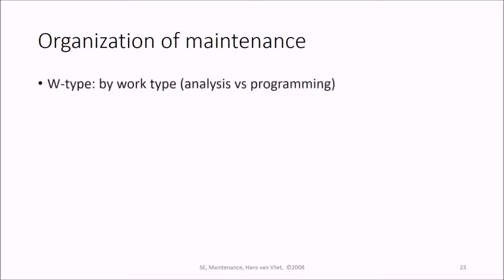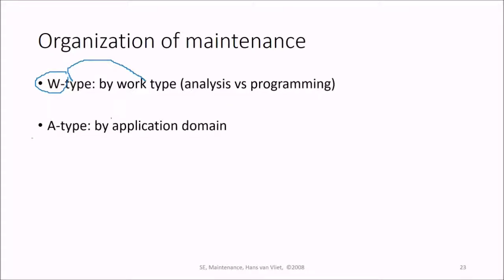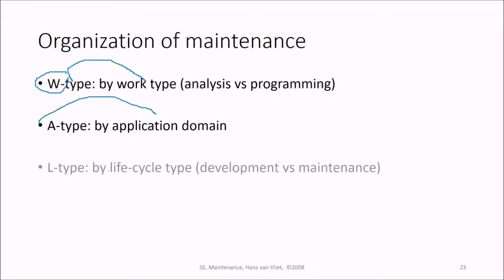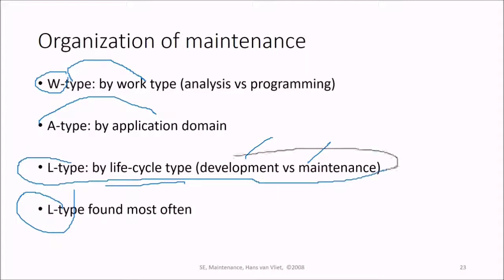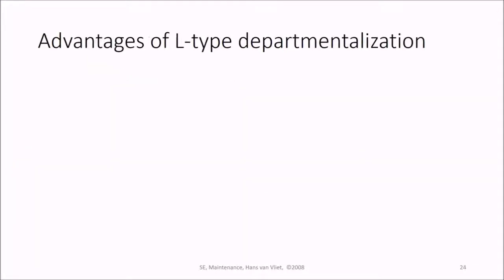Then we come to the organization of maintenance. W-type, that is the work type, analysis versus programming. A-type is by application domain. L-type is by life cycle type, that is development versus maintenance. And this L-type is the most common, most often used, development versus maintenance.